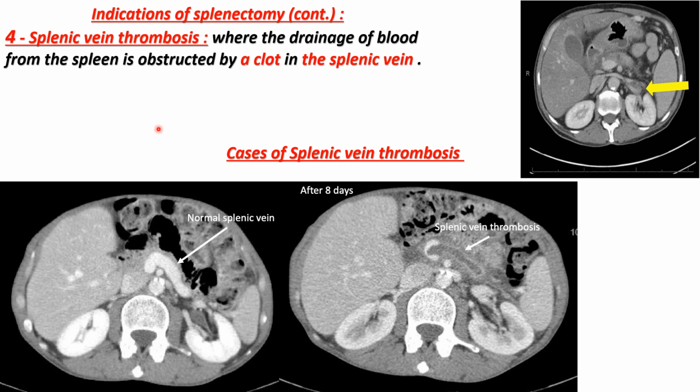The fourth indication of splenectomy is splenic vein thrombosis, where the drainage of blood from the spleen is obstructed by a clot in the splenic vein. We are seeing here a normal splenic vein, but after 8 days there is a clot in the splenic vein.